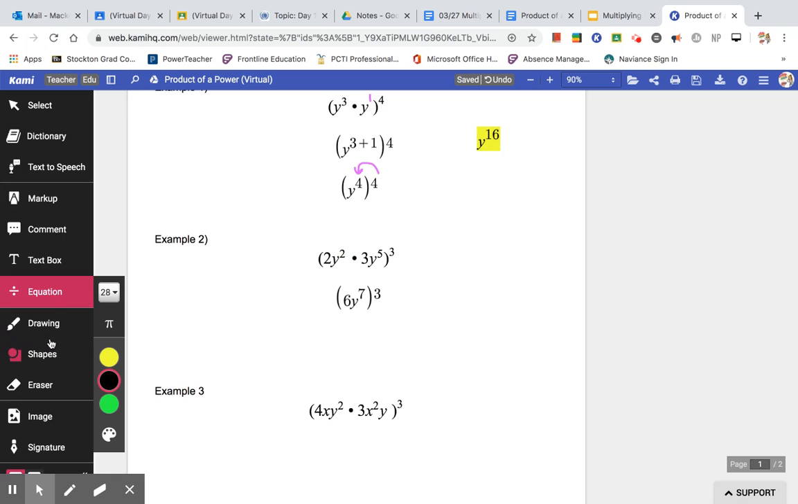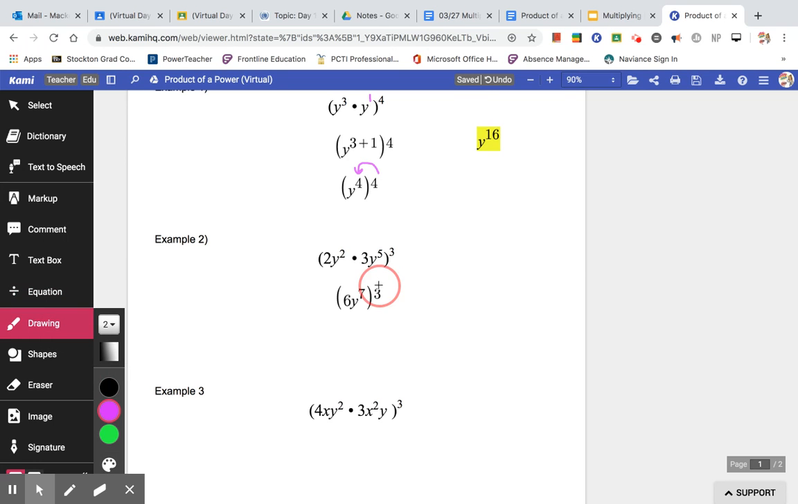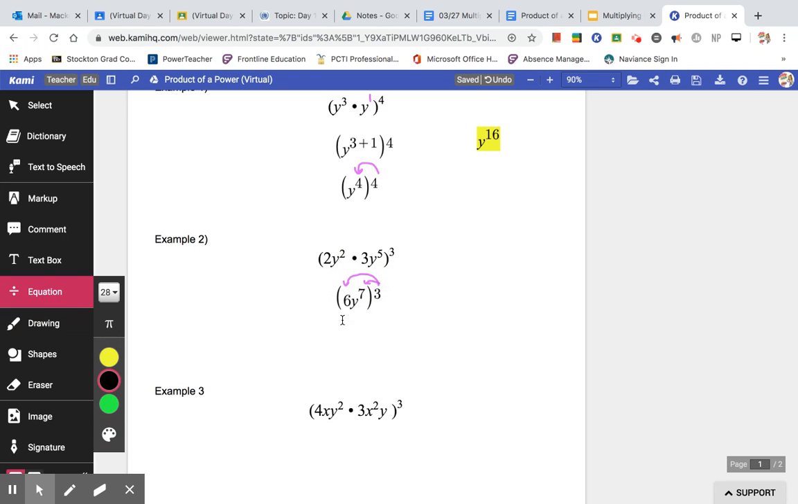So again, really what we're doing is distributing this 3 to all the exponents on the inside. Just as a reminder, this is not 6 times 3. There's technically a 1 on this 6, so we're really just making it 6 to the 3rd power. And then we keep the y, and because we're doing power to power, we do 3 times 7, so that'll actually be to the 21st power.